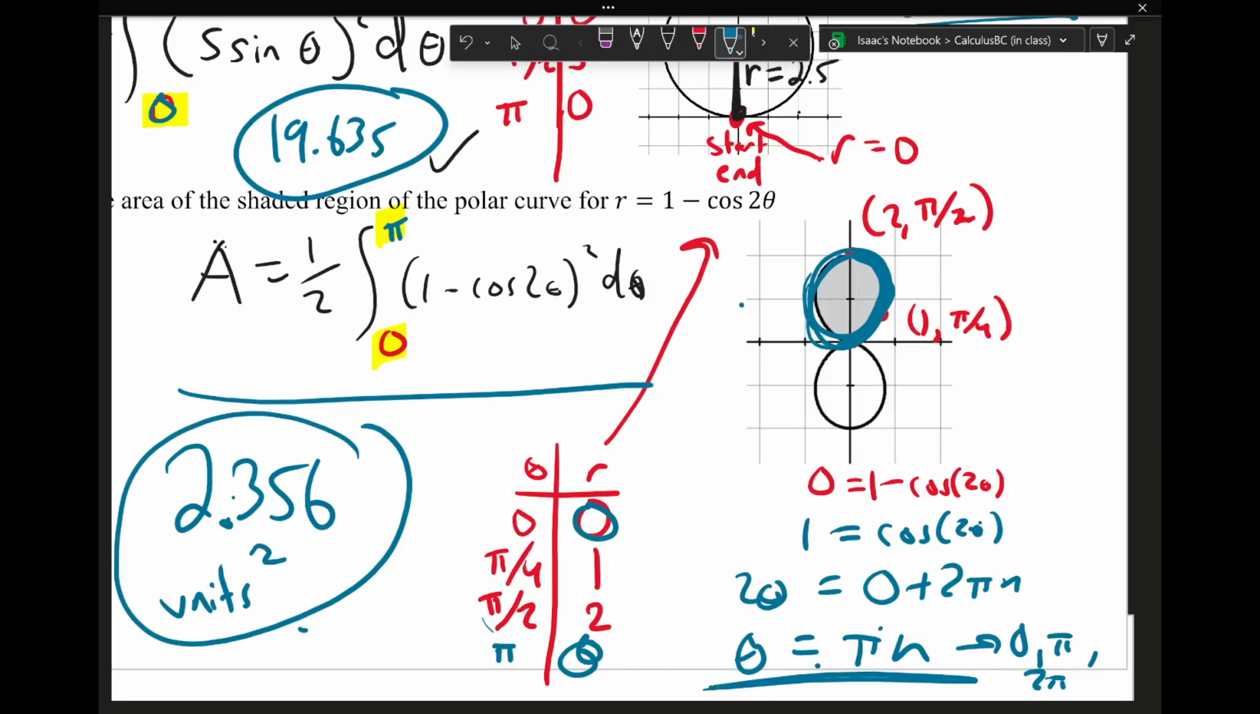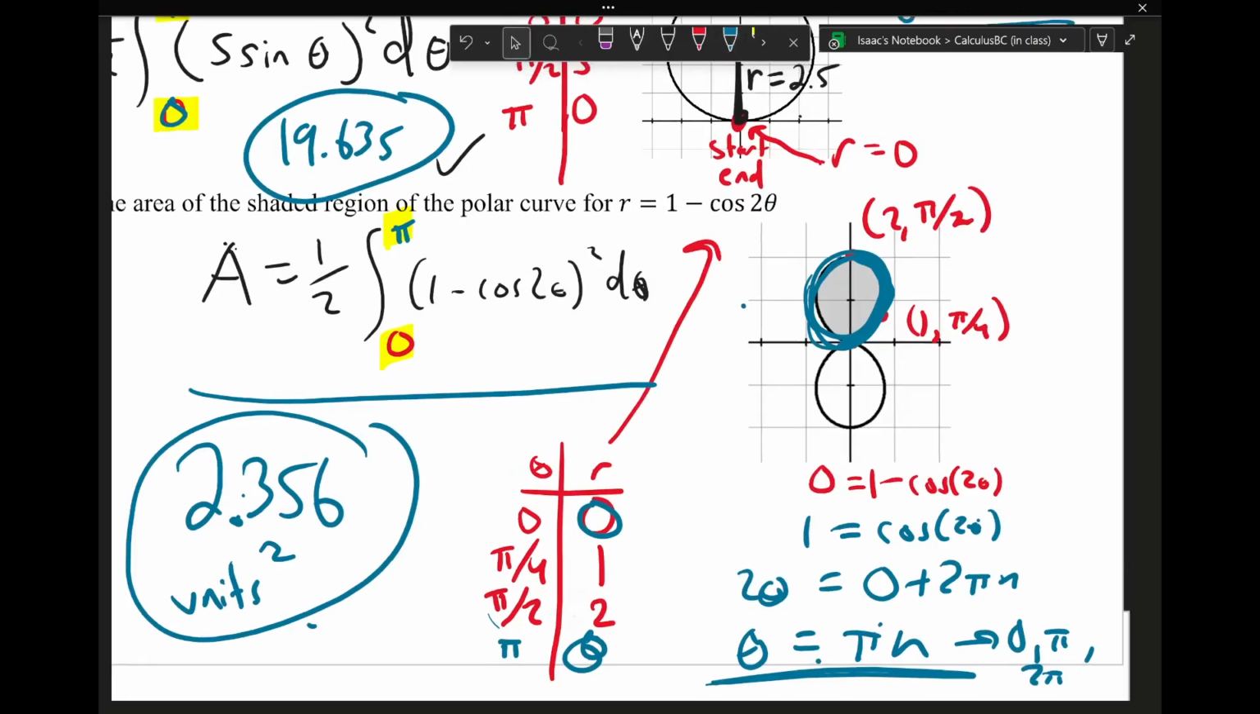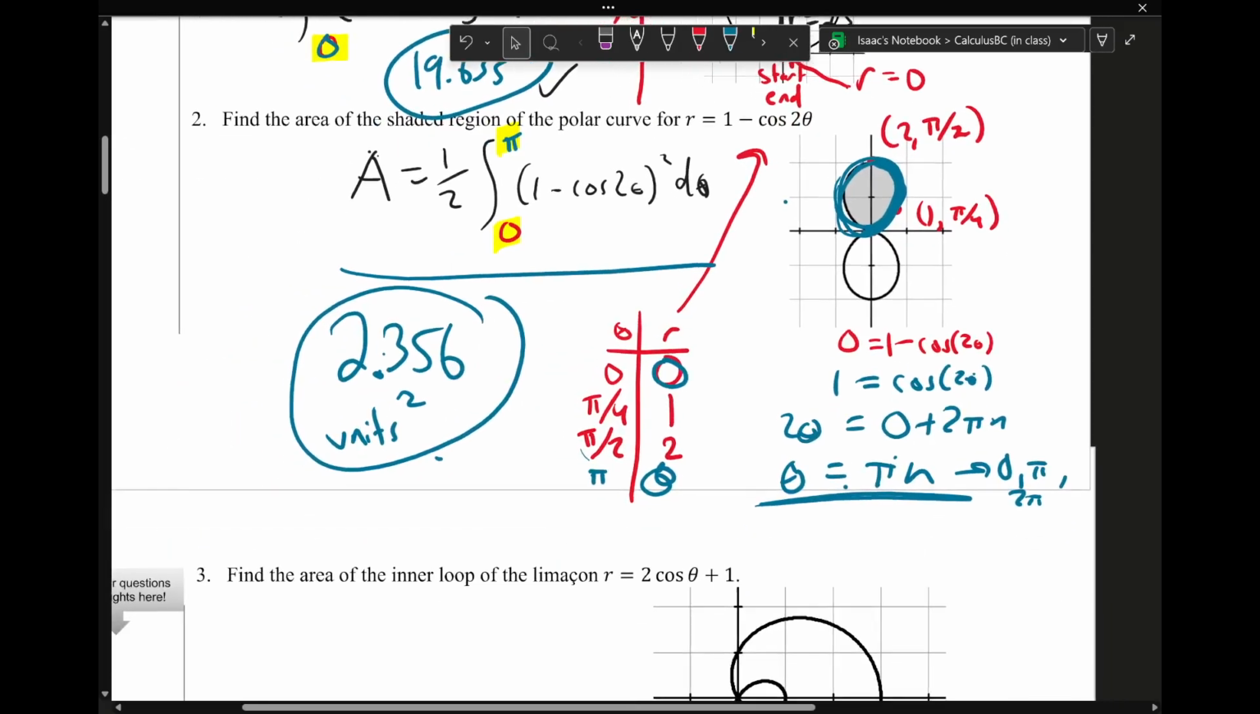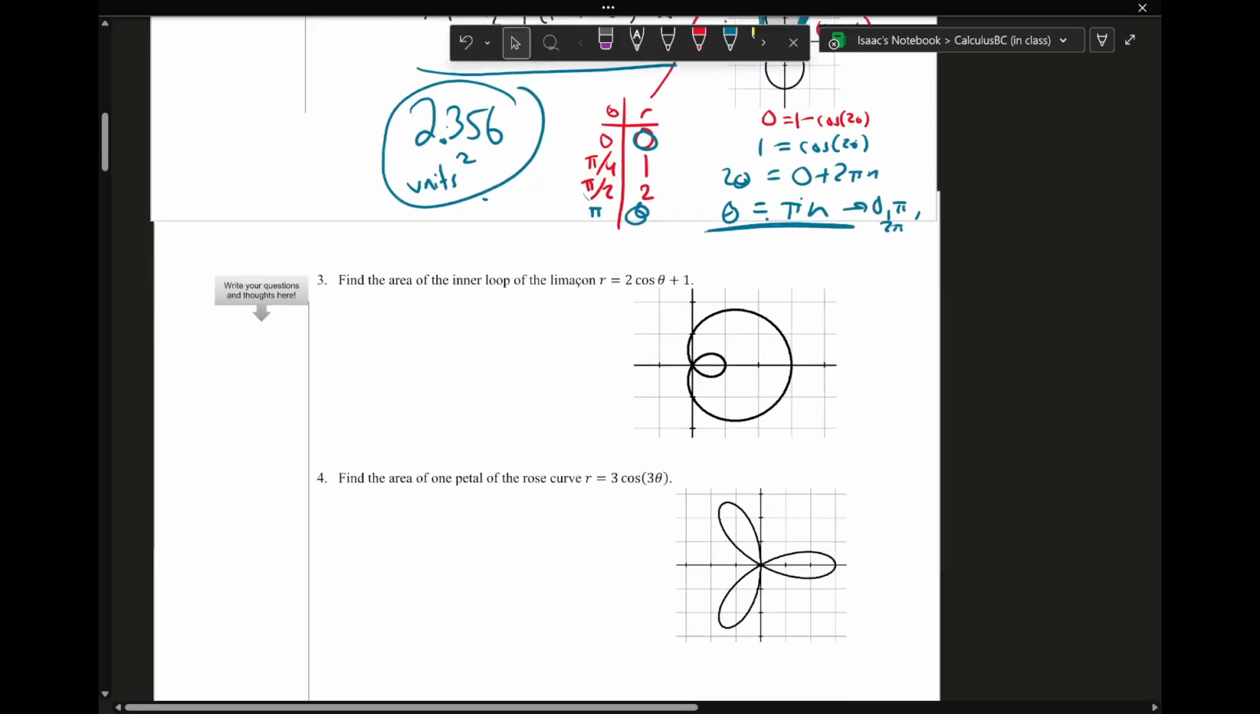Okay, so I know I ran that into the ground there, but are you guys okay with how I found those two angles? At least the process? Okay, let's do this again then on question 3.